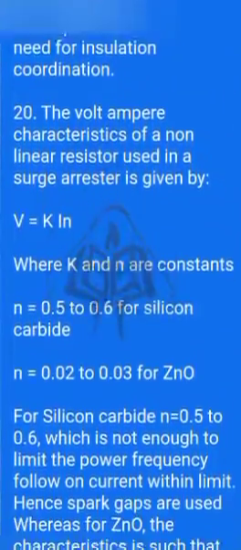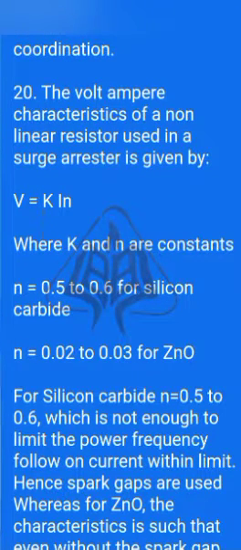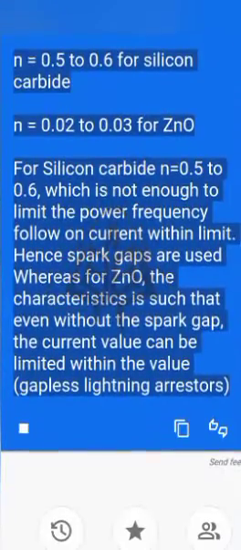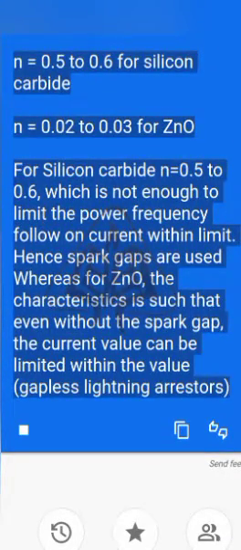20. The volt-ampere characteristics of a non-linear resistor used in a surge arrestor is given by V equals K I^N, where K and N are constants. N equals 0.5 to 0.6 for silicon carbide, N equals 0.02 to 0.03 for ZnO. For silicon carbide, N equals 0.5 to 0.6, which is not enough to limit the power frequency follow-on current within limit. Hence spark gaps are used, whereas for ZnO, the characteristic is such that even without the spark gap, the current value can be limited within the value. Gapless lightning arrestors.